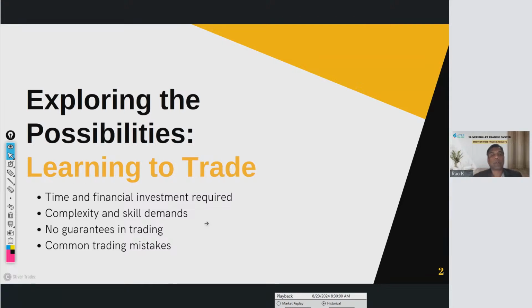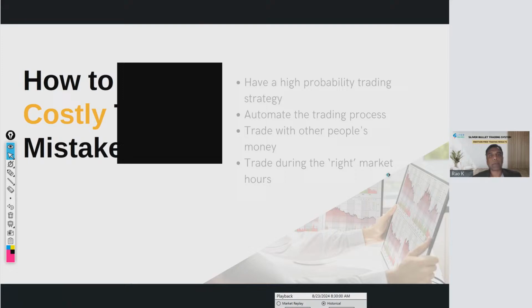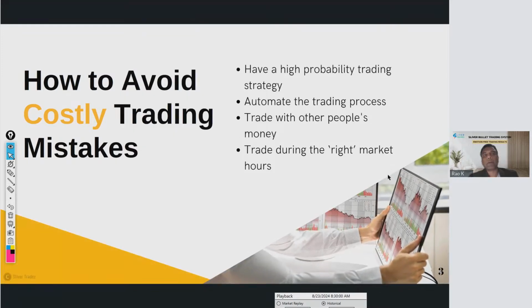And then there are common trading mistakes people make again and again, especially new traders. And what are those common trading mistakes? If we can avoid those, perhaps we will become better traders.